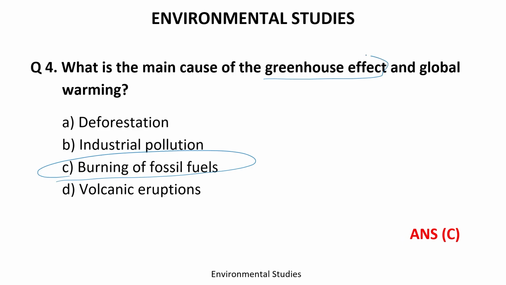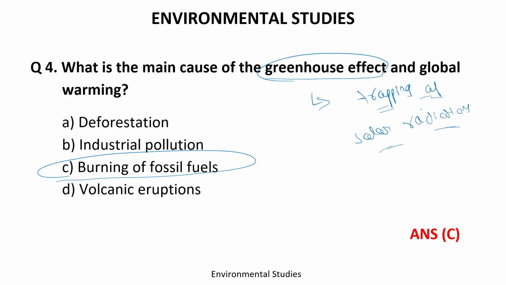So basically, if we talk about the greenhouse effect and global warming, then it is generally related with the trapping of solar radiations, which means that if this is the earth, and this is the sun, the sun gives the solar radiation to the earth.